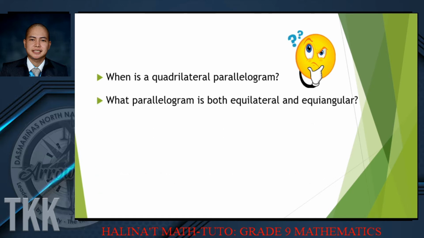Number 2, when a parallelogram is both equilateral and equiangular. When we talk about equilateral, that means all sides are congruent. And when we talk about equiangular, that means all angles are congruent. So what quadrilateral has all sides congruent and at the same time all angles congruent? When you see the figures, it is a square.